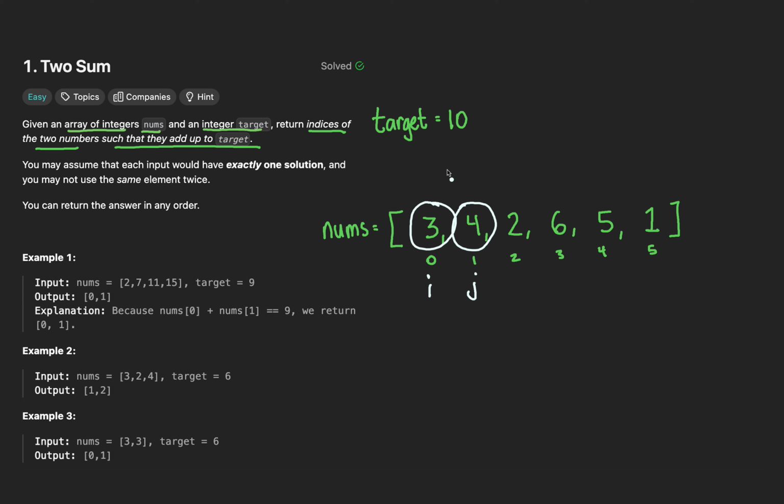It's quite redundant at this point, so let's do it real fast. 3 plus 4 does not give us 10, so we increment j. 3 plus 2 is not 10, neither is 3 plus 6, 3 plus 5, or 3 plus 1. Once we've exhausted j, we'll do what we did before and re-anchor our pointer i by incrementing it to the next index and starting j on the index after that, at index 2. We do it all over again. 4 and 2 is not 10, but 4 and 6 is.